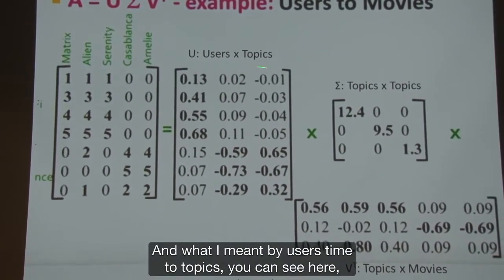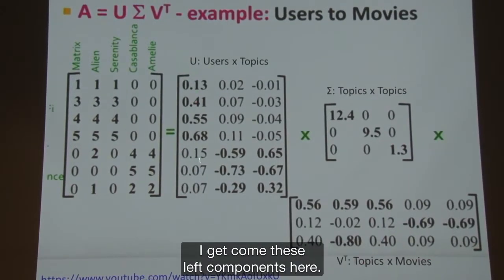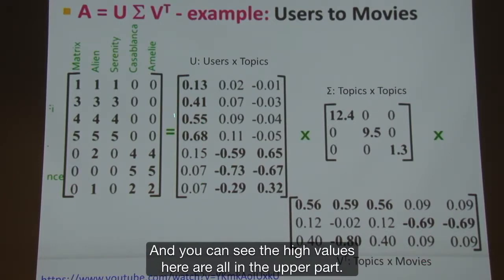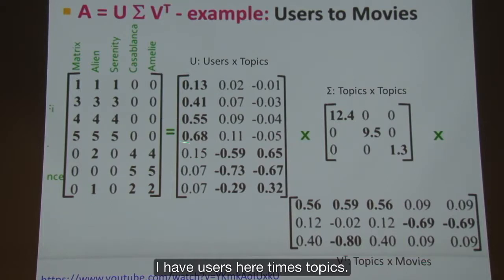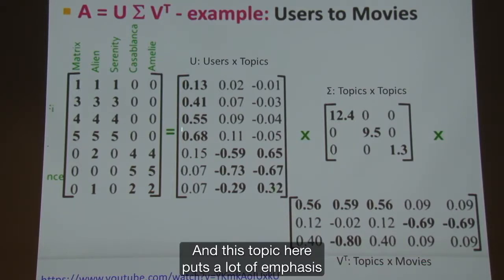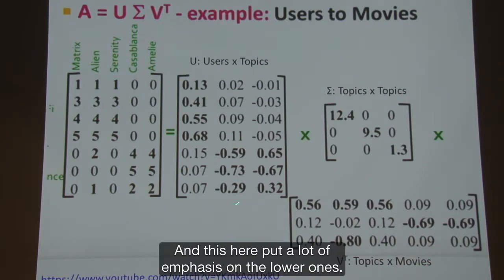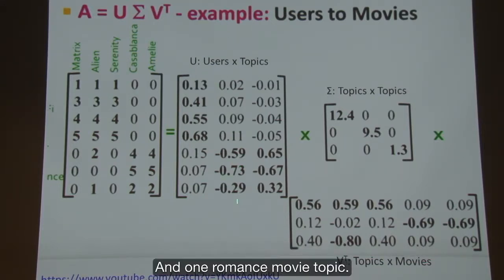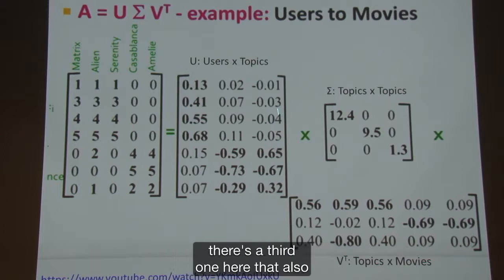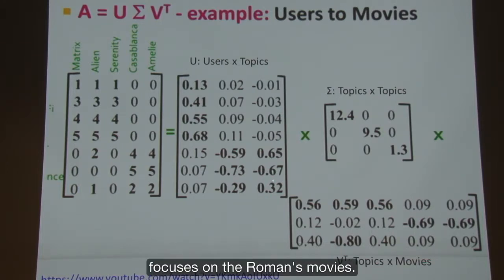And what I meant by users times topics, you can see here, I get these left components here. And you can see the high values here are all in the upper part. I have users here times topics. And this topic here puts a lot of emphasis on the first 4 entries. And these are the users who really like the science fiction movies. And these here put a lot of emphasis on the lower ones. So we have 1 sci-fi topic here, basically, and 1 romance movie topic. And because we asked for 3 components, there's a 3rd one here that also focuses on the romance movies.